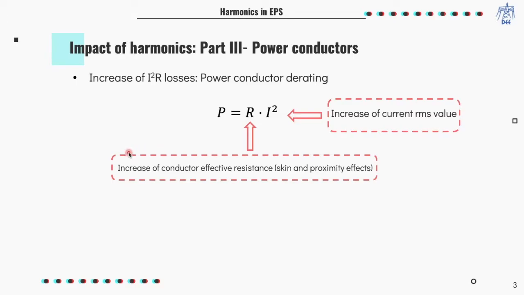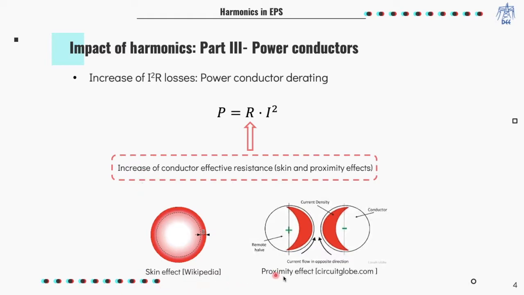The increase of conductor effective resistance is due to the skin and proximity effects. The skin effect is the tendency of the high-frequency currents to become distributed in the surface of the conductor, which increases the apparent resistance. The proximity effect results in the increment of the apparent resistance of conductors due to the presence of other neighboring conductors carrying current. When conductors carry currents of high frequencies, they are not uniformly distributed on the cross-section area of the conductors, increasing its apparent or effective resistance.